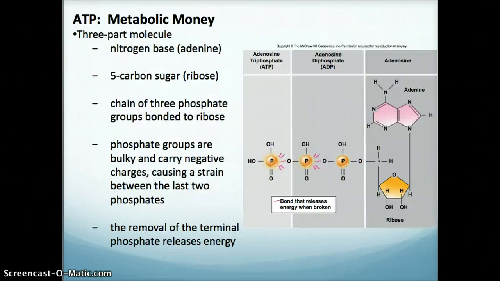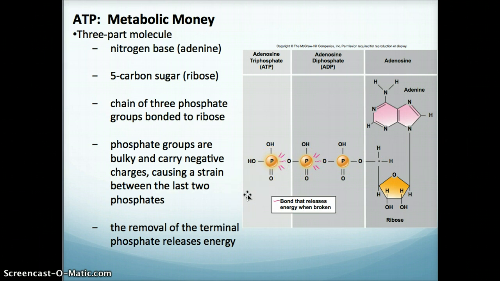And that brings us to ATP, or as the book likes to refer to it, metabolic money. This is kind of where we get that energy to be saved and then to be spent at a later time. Adenosine triphosphate is a 3-part molecule. We'll start over here. This is the nitrogen base, which is called adenine. It is connected to a 5-carbon sugar here, which is ribose. So when we add them together, our adenine and our ribose, that is adenosine. And then off of the ribose, we're going to have 1, 2, and 3 phosphates.